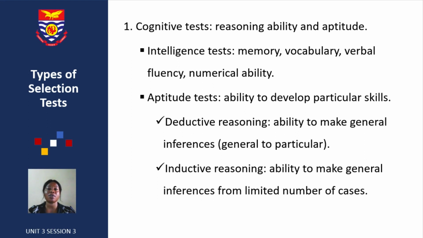So the first one is a cognitive test, that measures your reasoning ability and your aptitude. When we say reasoning ability, we are talking about your level of intelligence. So here, your ability to memorize, your level of retention, is what we call the memory test. So we assess your memory retention level, your vocabulary, your verbal fluency, and numerical ability.